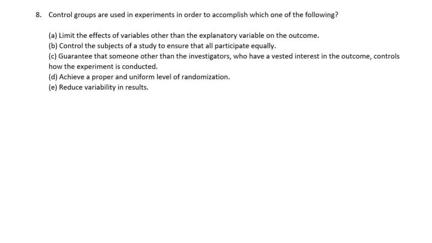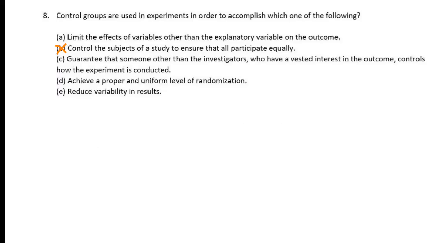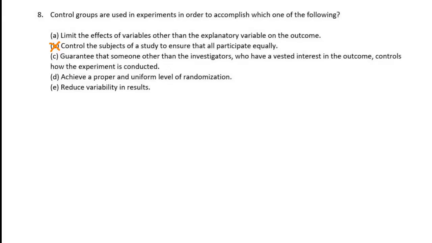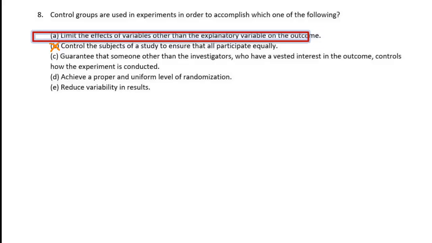I heard not B. Okay, let's go ahead and mark that one out. This is not to control the subjects to make sure that they all participate equally. Somebody that's not going to participate a lot, we want just as many of those people in the treatment group as in the control group. A. I like A. Limit the effects of variables other than the explanatory variable on the outcome. What about E? Reduce variability in results. So blocking and matched pairs will reduce variability, but having a control group is just one aspect of a randomized experiment.